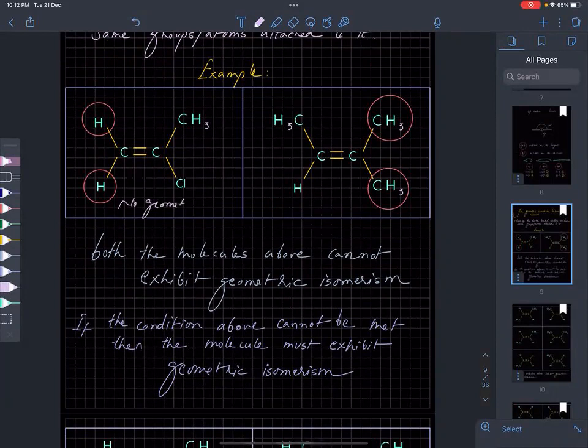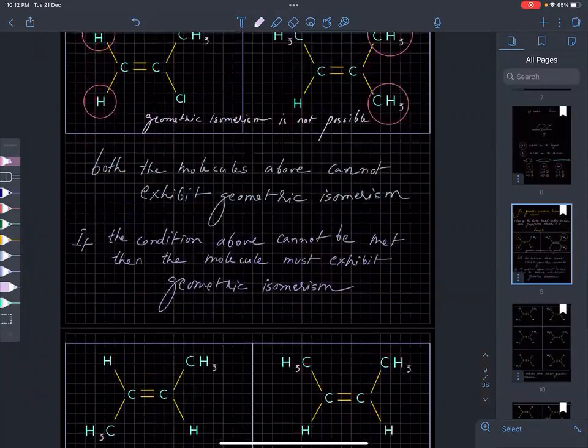No geometric isomerism is possible. Here also, sir, two methyl groups are attached. Same. So here no geometrical isomerism is possible. Clear? I have mentioned in red circles the reason why geometrical isomerism is not possible. If the above condition is met, then the molecule can exhibit geometrical isomerism.